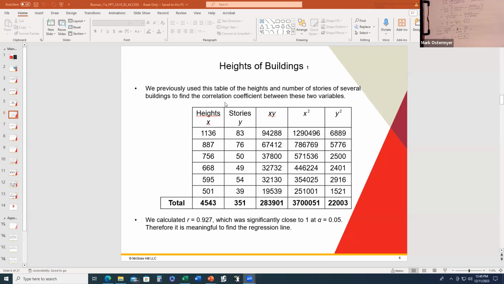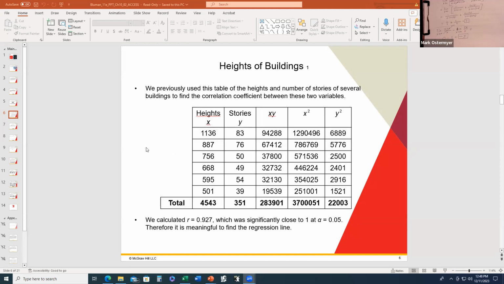To find the correlation coefficient between these two variables, we made this table. And of course, we added on these columns. And then at the bottom, we summed up all these columns: the sum of the y values, the sum of the x values, the sum of the xy, the sum of the x squared, and the sum of the y squared values. We needed these summations in order to compute the correlation coefficient.